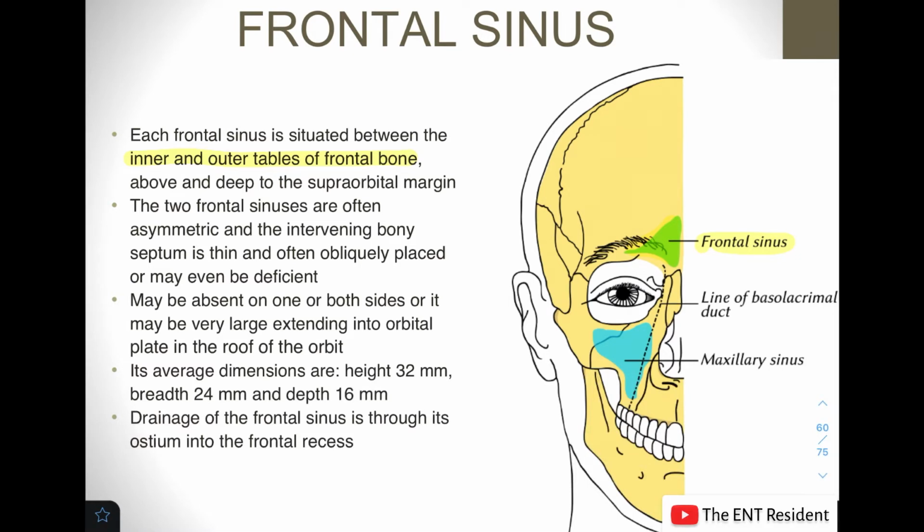The drainage of the frontal sinus is through its ostium into the frontal recess. When I have described in my video on the lateral wall of the nose, I have told you how the frontal sinus via its ostium drains into the frontal recess and goes to the middle meatus, and I have shown you how all these, frontal sinus, ostium and the recess, form an hourglass configuration.